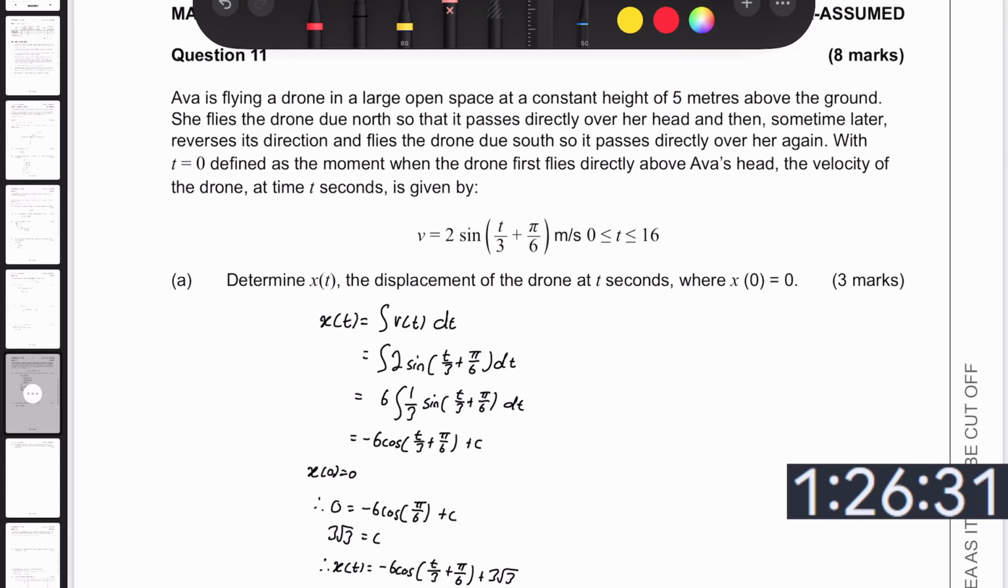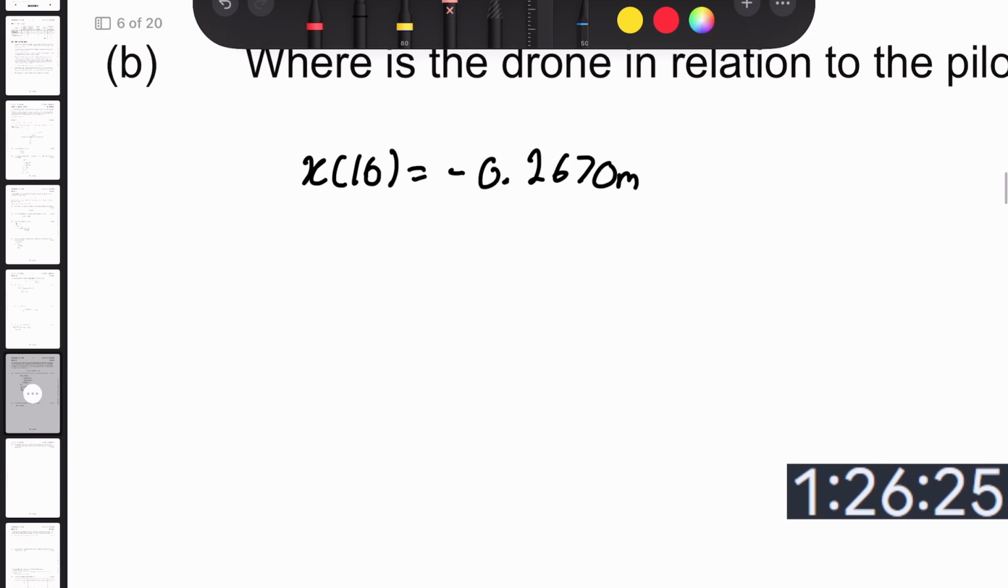So since this is negative, this is going to be south. So 0.2670 meters south.